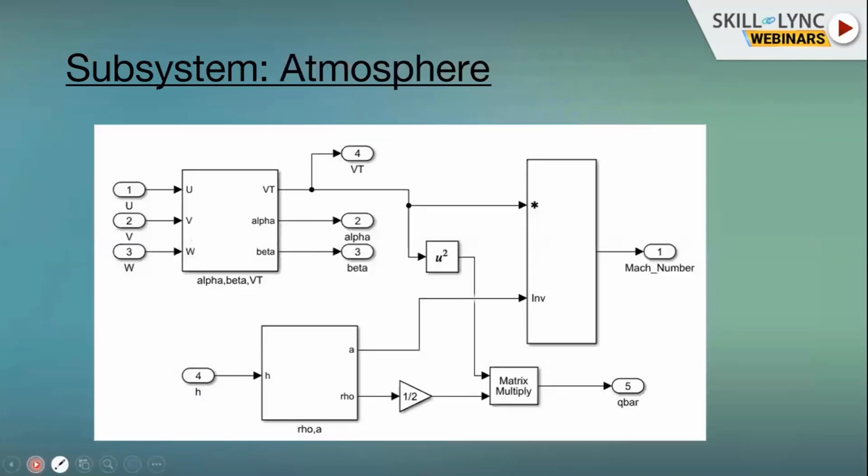So I'm trying to capture the atmosphere model as built in Simulink. Only the bottom block that I'm pointing at here is the atmosphere model. The rest of them are just algebraic equations.